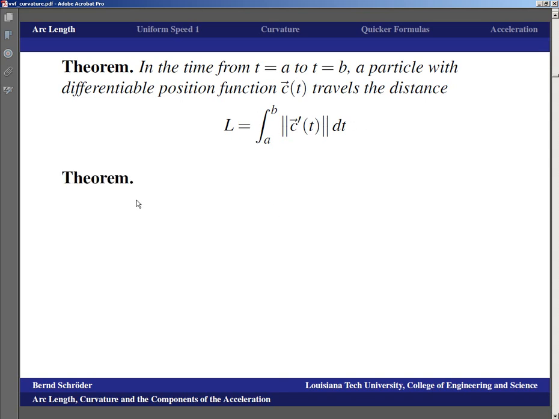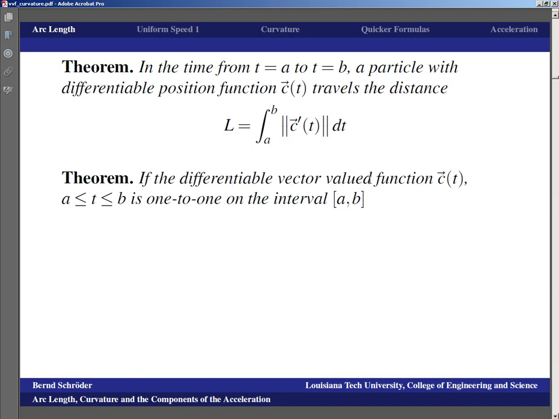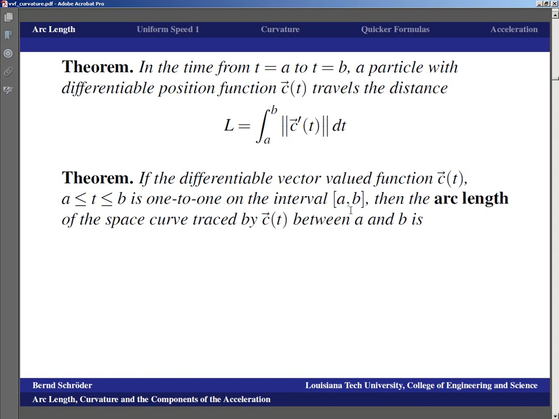And there's a theorem that follows right on the heels of that. So this one we basically derived on the previous panel. The theorem that follows on the heels of this one: if you've got a differentiable vector valued function that is 1 to 1 on the time interval [a, b], meaning that function doesn't retrace its own steps, we don't have two different points t1 and t2 so that c of t1 is equal to c of t2 and t1 is not equal to t2. If that function is 1 to 1 on the interval, then the arc length of the space curve traced by c of t between a and b is just L equals the integral from a to b of the norm of the velocity dt. Same formula.